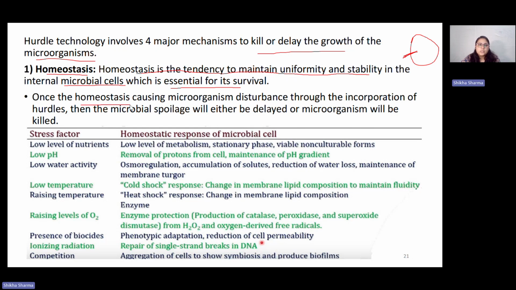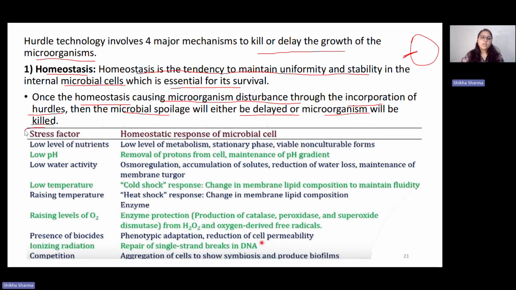So once the homeostasis of the microorganism is disturbed through the incorporation of any hurdles, the microbial spoilage will either be delayed or the microorganism will be killed. Once there is a disturbance of this homeostasis, the microorganism will try to restore the homeostasis, but this takes energy, and due to the multiple hurdles, the energy will be exhausted, and finally the microorganism growth will be delayed and may be killed.